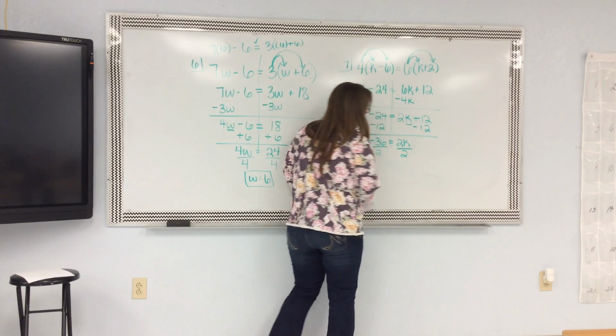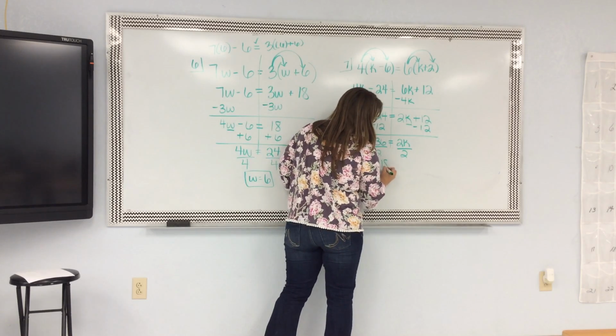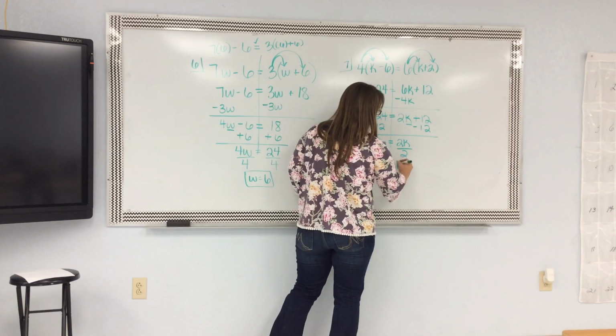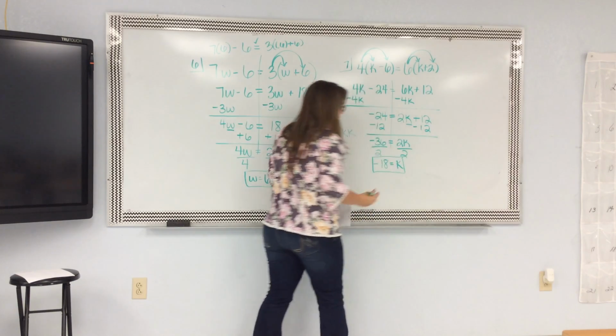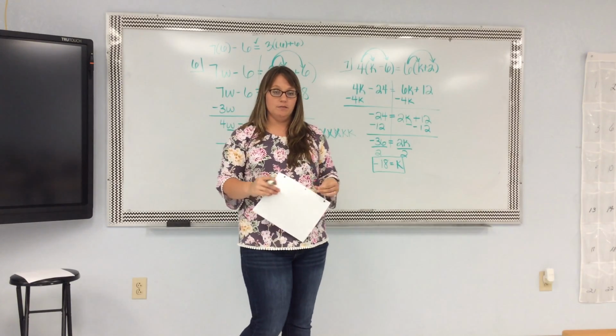If I do it to one side, I must do it to the other. Negative 36 divided by 2 is equal to negative 18. 2k divided by 2, 2 divided by 2 is 1, so I'm just left with 1k. My final answer is negative 18. Plug it in to check your answer.